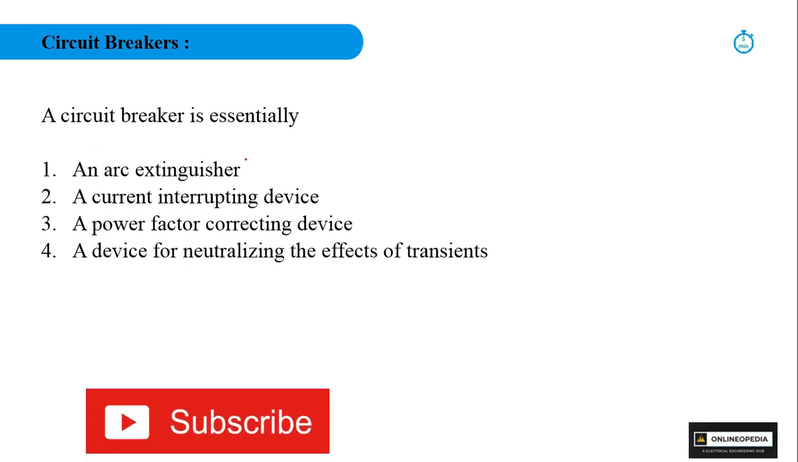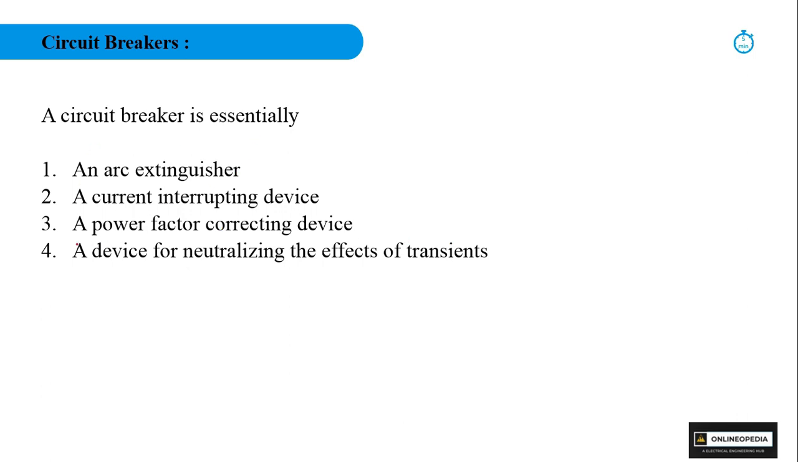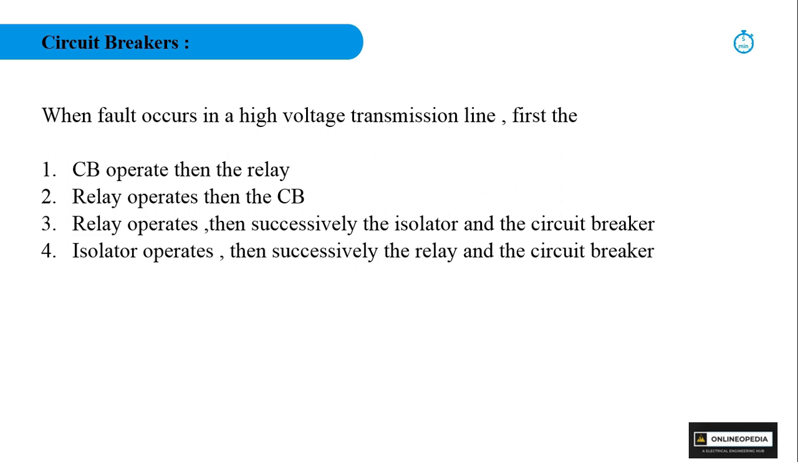So a circuit breaker is essentially a current interrupting device, because a circuit breaker operates when there is a fault, and during a fault the fault current increases. So a circuit breaker is used for interrupting a fault current, hence it is a current interrupting device. Option 2 is correct.